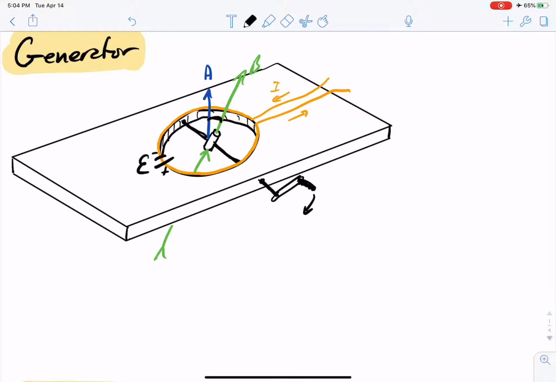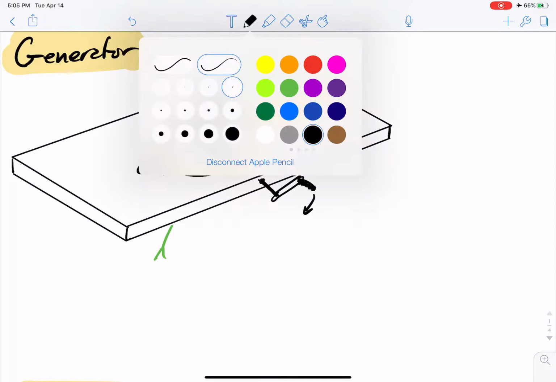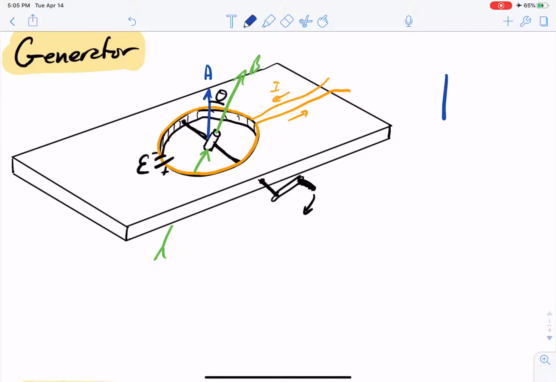So it's called the angle between these theta. So if we draw them from the side here, we have the area vector pointing up, magnetic field vector pointing at some angle, theta relative to that. Now since that angle is going to be changing continuously, we imagine that the angle changes at a constant rate. So we'll just be spinning it without stop.